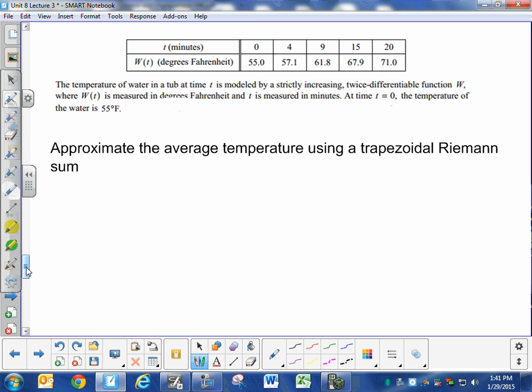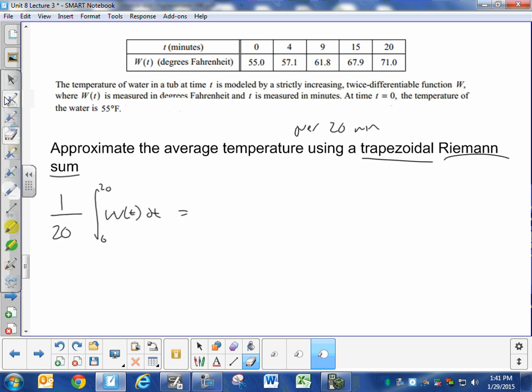Next question, approximate the average temperature using a trapezoidal Riemann sum. So here's that set of data that we've seen so often. We want to find the average temperature, probably over the 20 minutes. Well, to find the average temperature, it would just be 1 over b minus a, so 1 over 20 times the area from 0 to 20 under the water temperature, W of t. I can't find this because I don't know the function, but it told me to use a trapezoidal Riemann sum to get that average. Unfortunately, these intervals are not the same, so I can't use my shortcut of 1/2 your width, then first plus last plus double your middle. So instead, I've got to go one at a time.